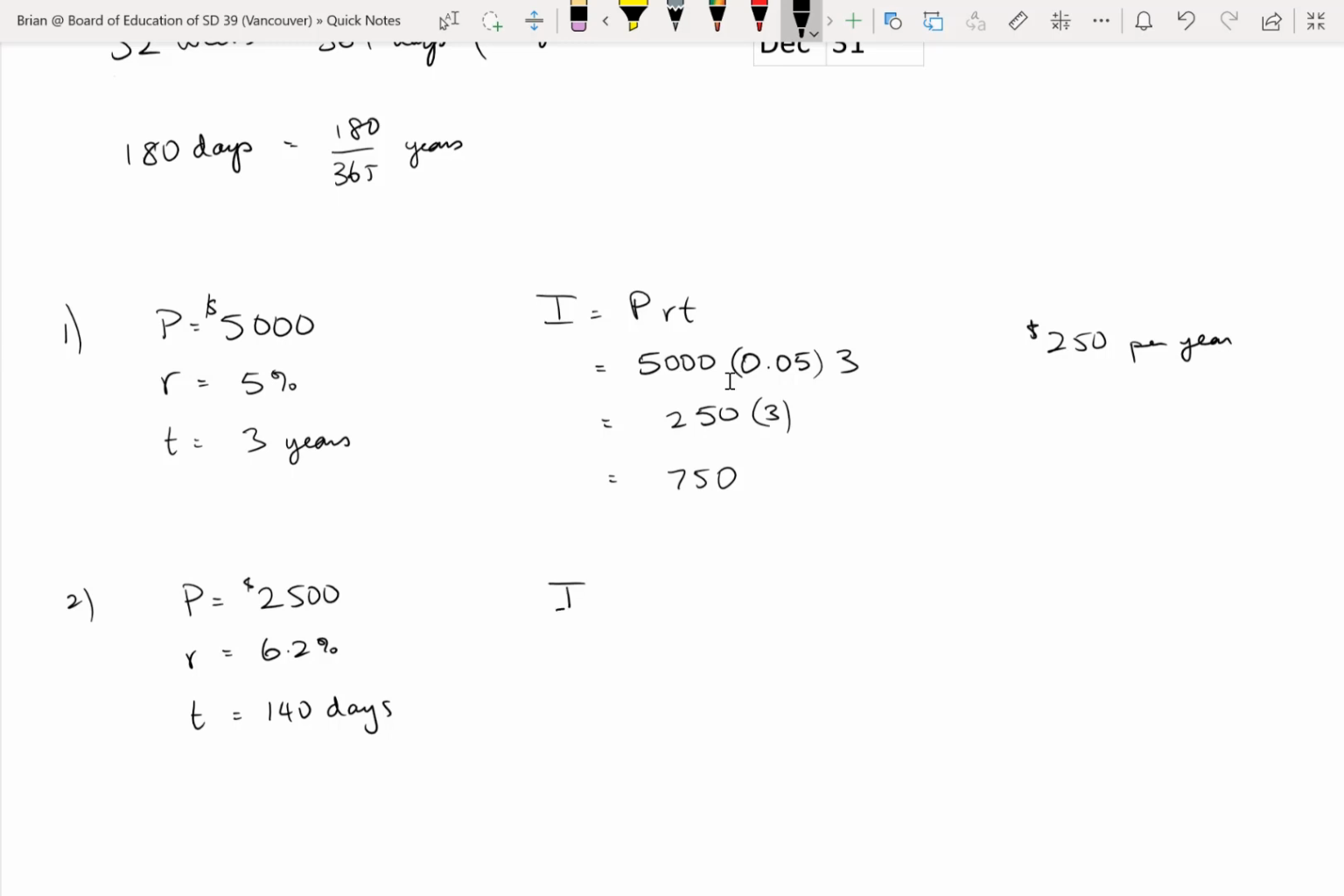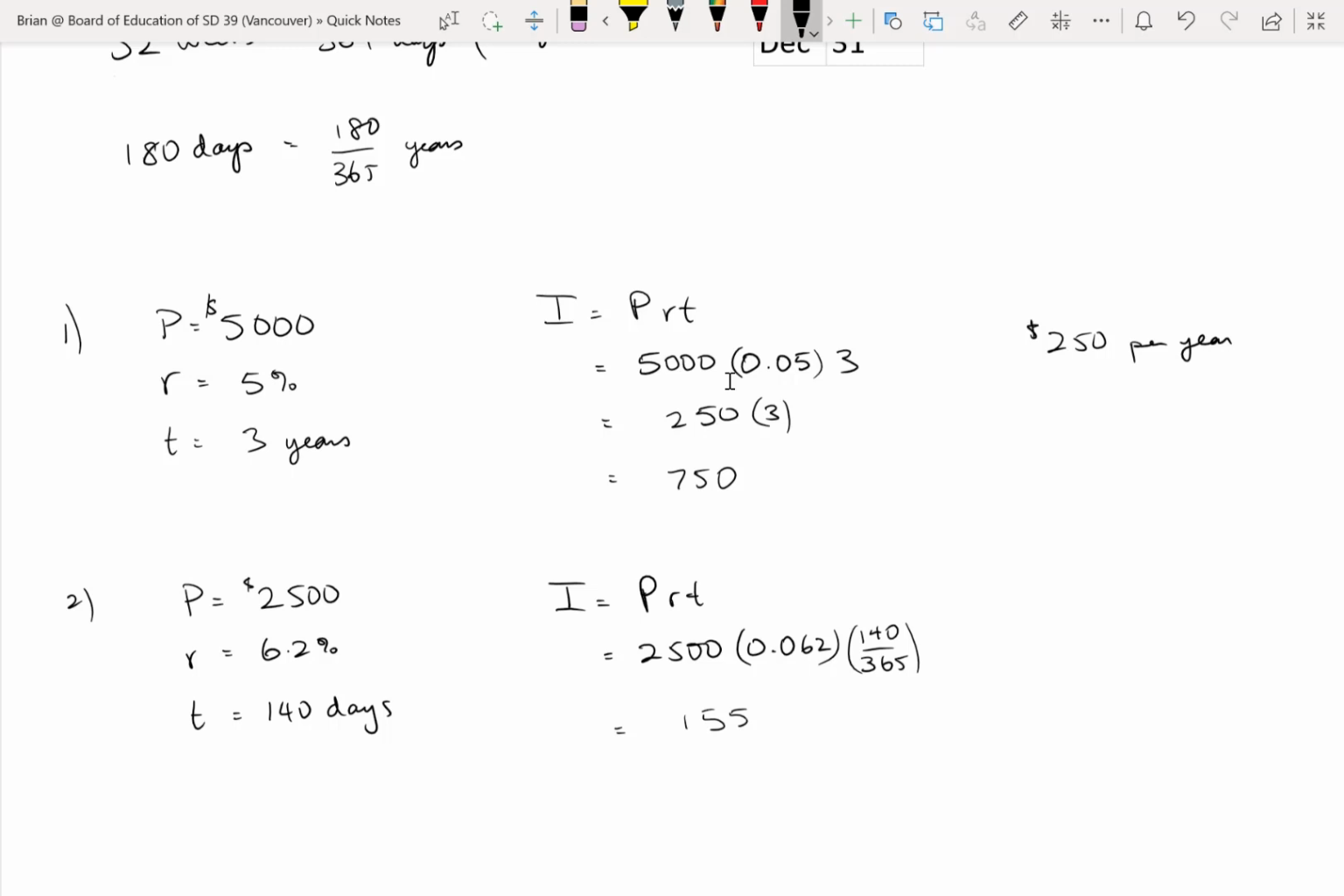So again, I is equal to PRT, and the P in this case is 2,500. The R is 0.062. And the time, here's where you want to write the time in years. So what is 140 days represented in years? It's 140 over 365. Okay, so if we, again, do the first two, we can see that the actual interest per year at 6.2% would be $155.